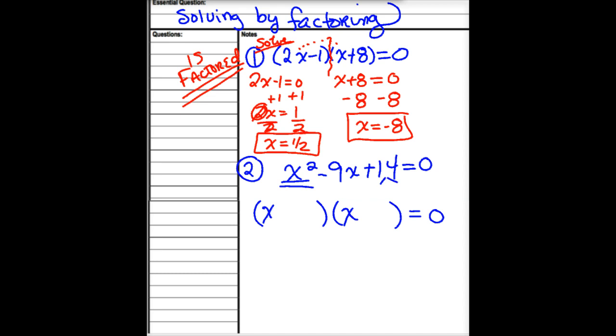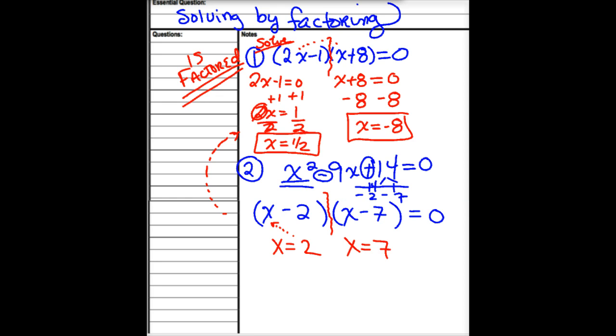What multiplies to equal 14? Not a winner. Score with a 2 and a 7. However, sign analysis tells me they have to be the same sign and they have to add up to a negative, which locks me into a pair of negative numbers. Now I simply solve this the way I solve this one up here. In order for these things to multiply to equal 0, either the left is 0, which means x would have to equal 2, or the right is 0, which would mean x would have to equal 7. And these are the two solutions to the quadratic equation.